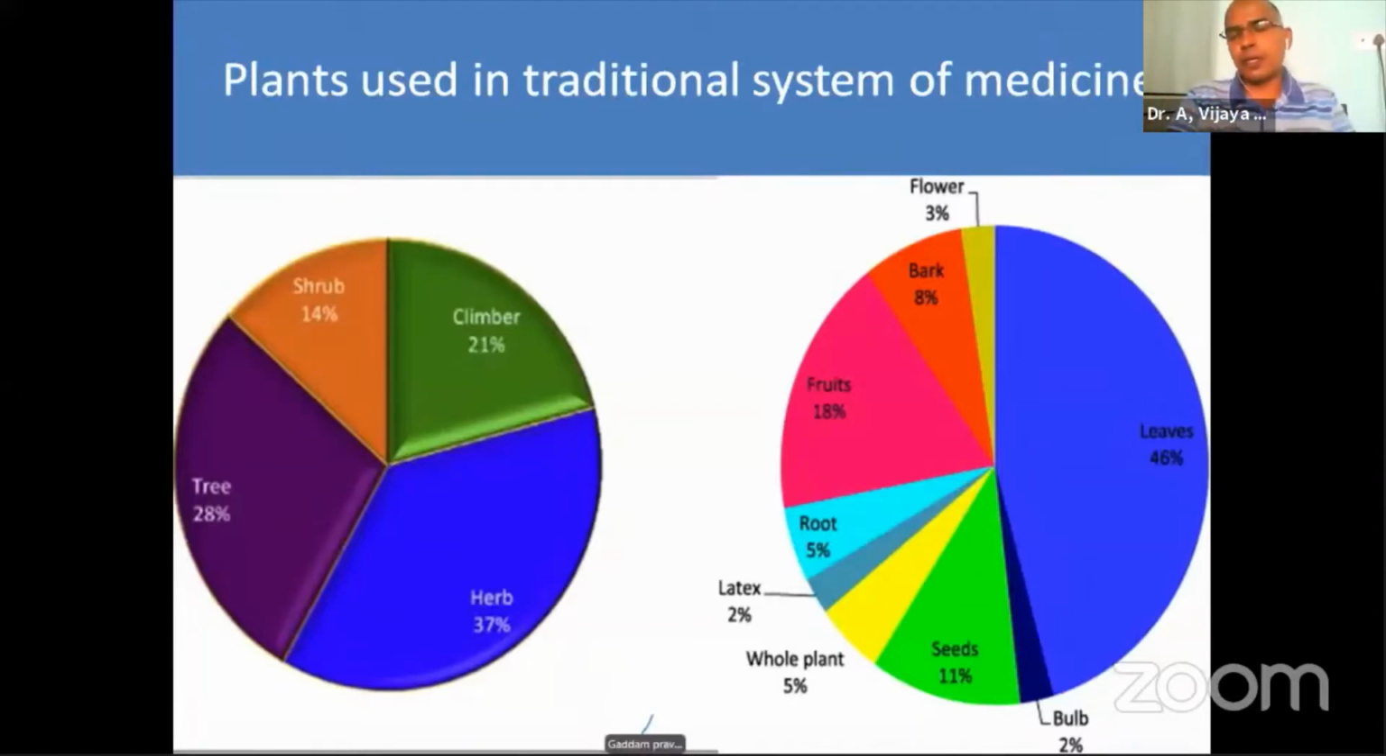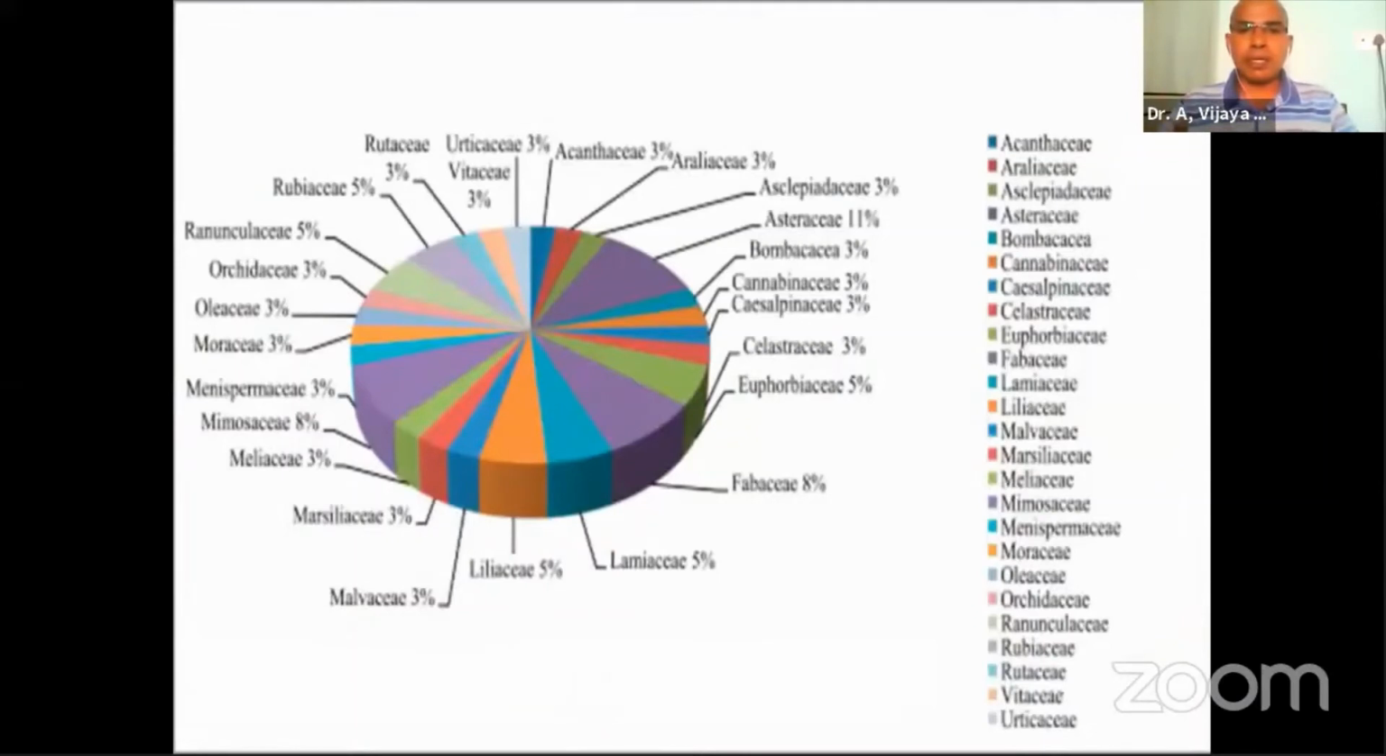As for the particular plant part, leaves 46%, bulbs 2%, seeds 11%, and it goes on. Fruits, bark, flowers, we use to extract medicines or drugs. And the family-wise distribution is here. This graph shows the availability of medicinal plants family-wise.